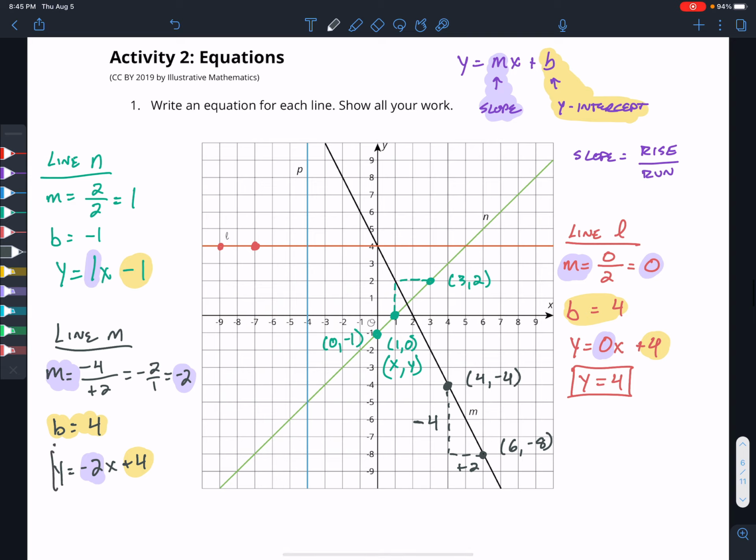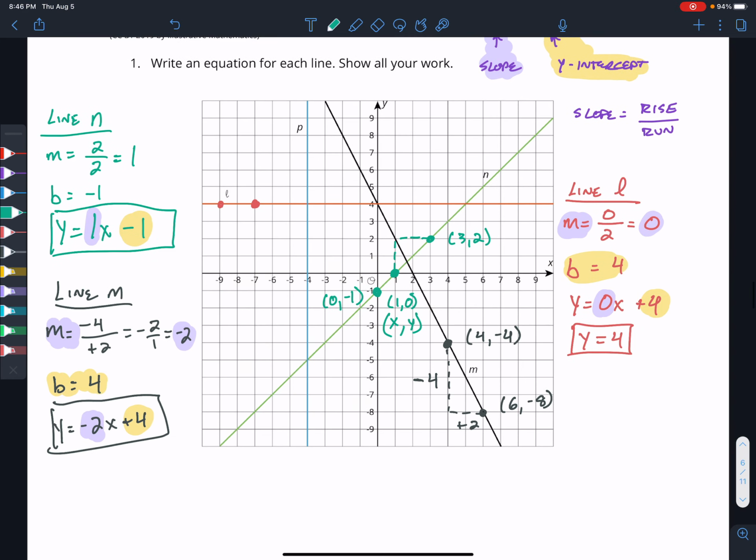Let me box off these as well. That's the equation for that one, and this is the equation for this one. Okay, so y equals 4. It's just the y-intercept. That's kind of cool. That makes it nice and easy. And now finally, let's look at our blue line. I'm going to choose this point here and this point here.